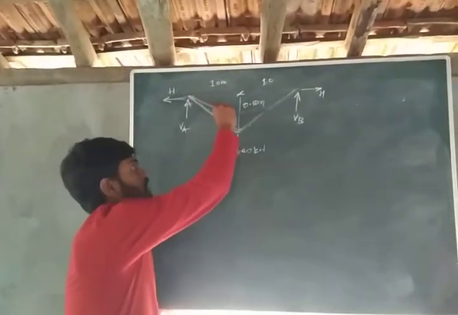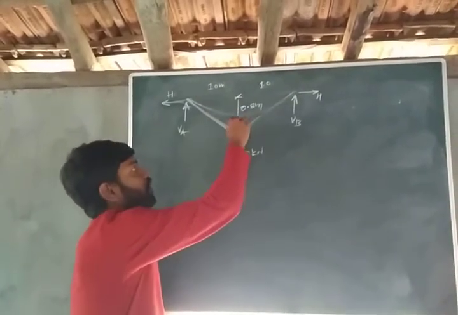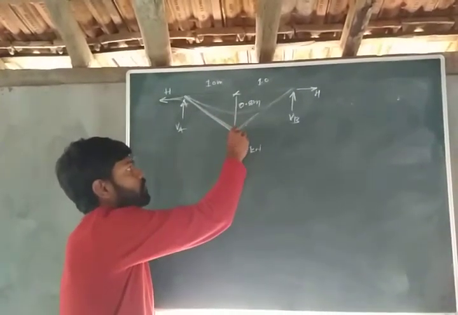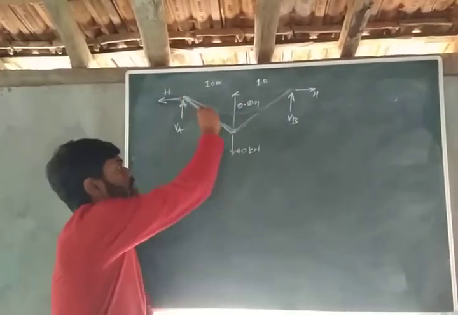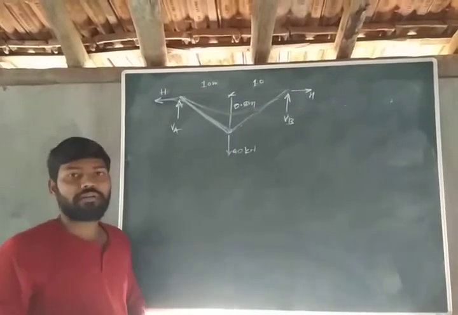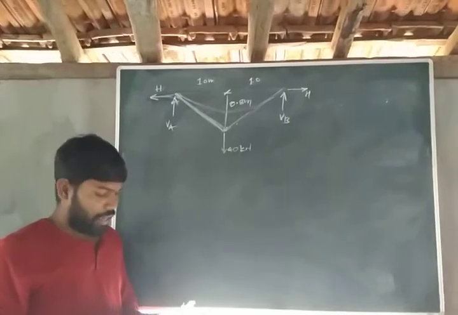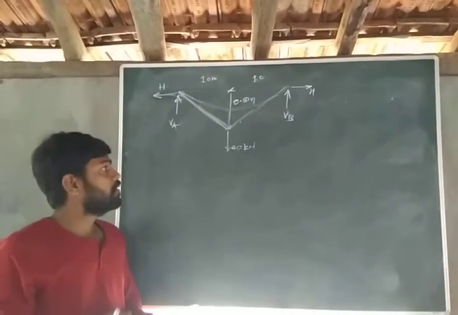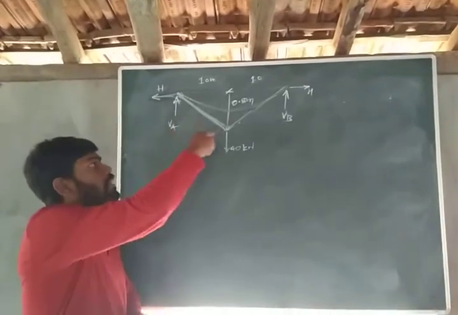See, the initial shape of the cable was like this. Due to application of point load at the center, the cable shape is changed to the second position like this. As I have told you in the last lecture, cable adjusts its shape for the given loading. Now we have to calculate tension in different segments of the cable and total length of the cable.